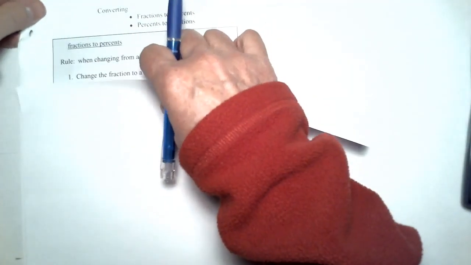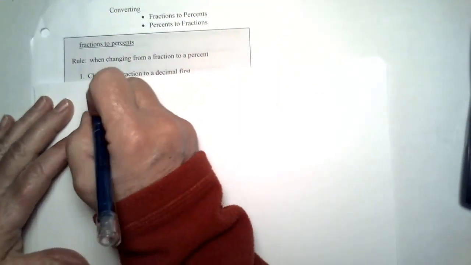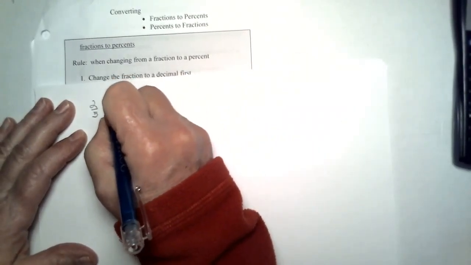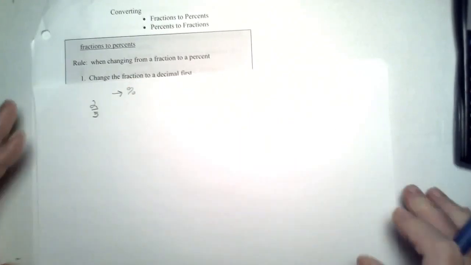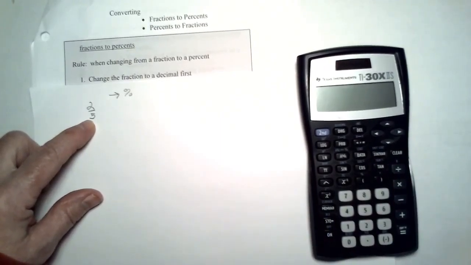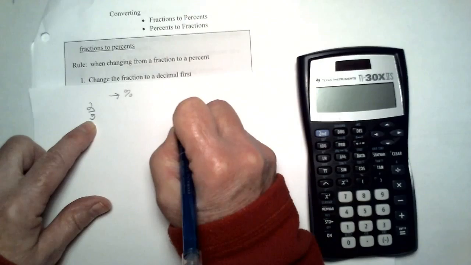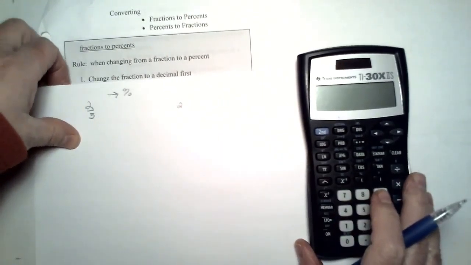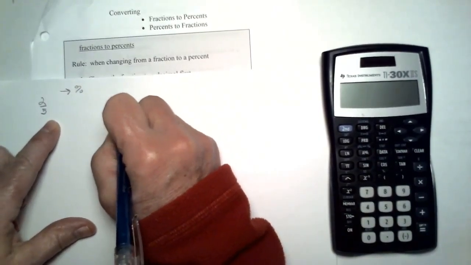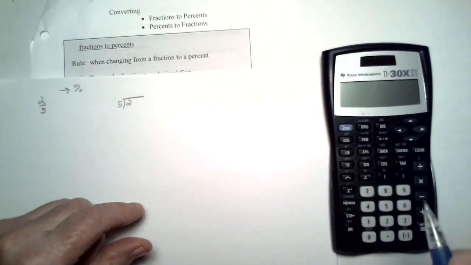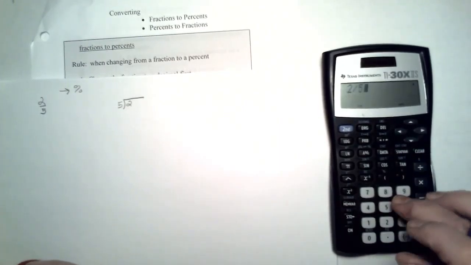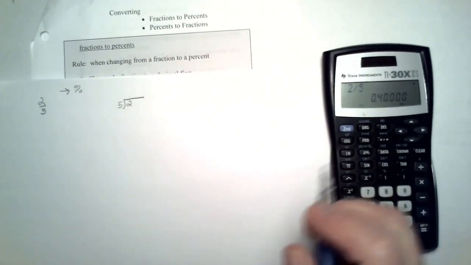So let's say that I have the fraction 2/5, and my job is to change it to a percent. The first thing I'm going to do is change it over to a decimal by dividing the bottom into the top. How you enter it in your calculator and how you work it on pencil and paper is critical. On paper it's 5 divided into 2, bottom into top. But on your calculator, it's 2 divided by 5.